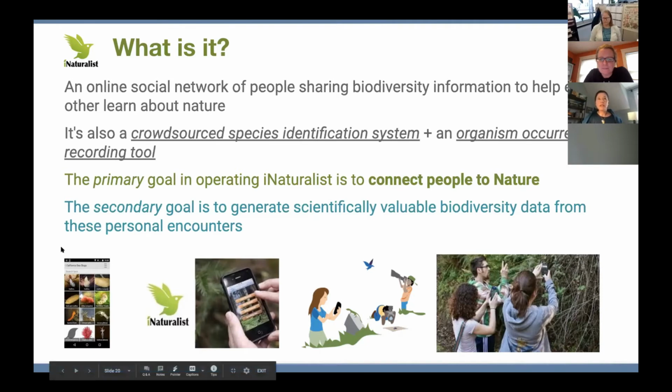So here you see, by the way, at the bottom, the little screen that you would have when you use it in the field with your phone, right? And here are a bunch of people really genuinely interested in what's happening in this bush. Okay.